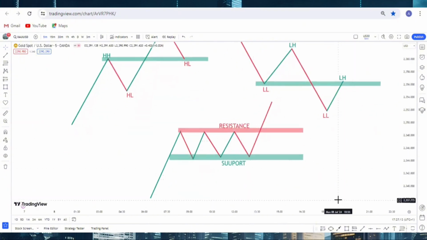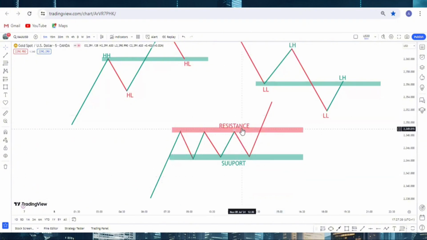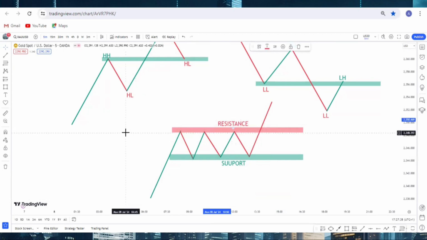Now, if we come to the downside, what do we have? We have the market coming from the downside, going to the upside, giving us a resistance, support, resistance, support, resistance, support. In the whole picture of support and resistance, we are told to buy from the support and sell from the resistance. But do you just start buying from the support just like that? No. So in this video, I'm going to show you how it works and how you can trade gold.